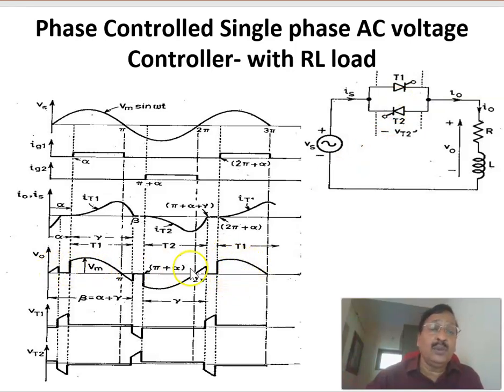Therefore, this is the output voltage waveform. Because of the inductance of the RL load, this is the output voltage waveform, and this is the corresponding current waveform. There is a discontinuity here. For example, from beta to pi plus alpha, the current is zero. Again, from this point to this point there is a current, and then a discontinuity, from pi plus beta to pi plus alpha, and so on. During that period the output voltage equals zero. These are the voltages across the thyristors T1 and T2.